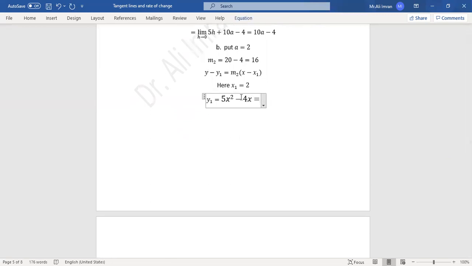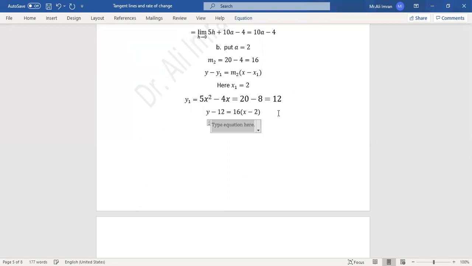If we put x is equal to 4, 4 multiplied by 5 is equal to 20, minus 8 is equal to 12. Now putting the value of y1, x1 and m2 in this, value of y1 is equal to 12 and value of the slope is equal to 60 and x1 is equal to 2. This is the equation of the tangent line.